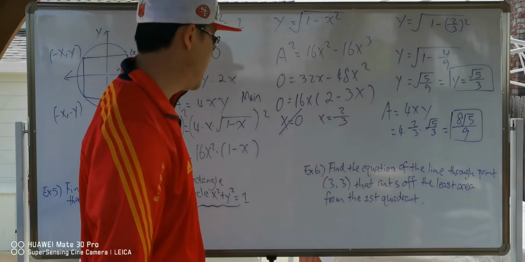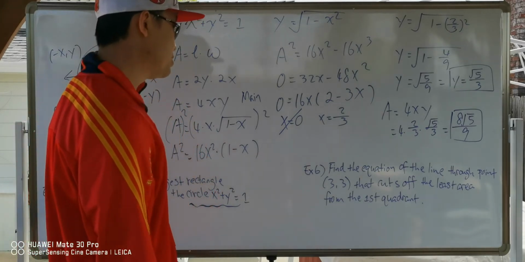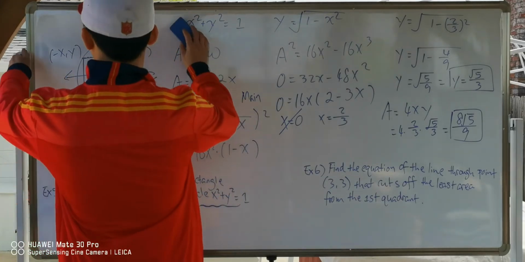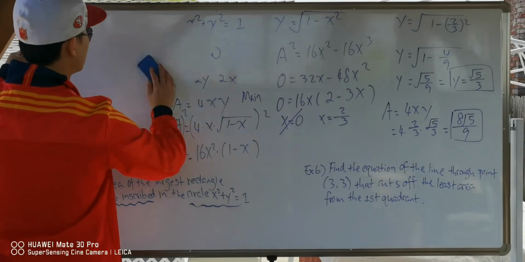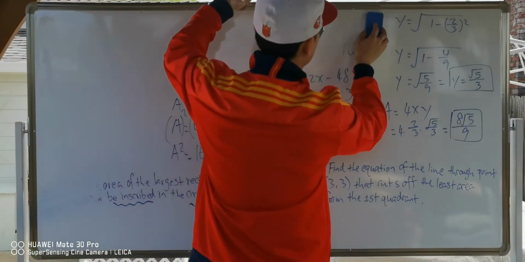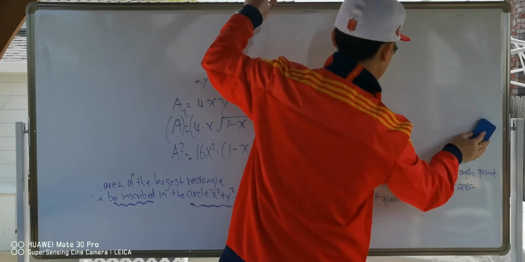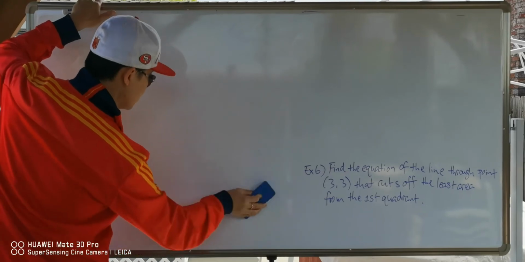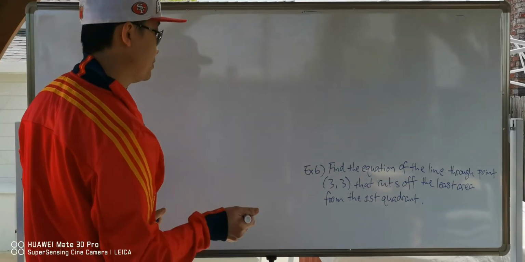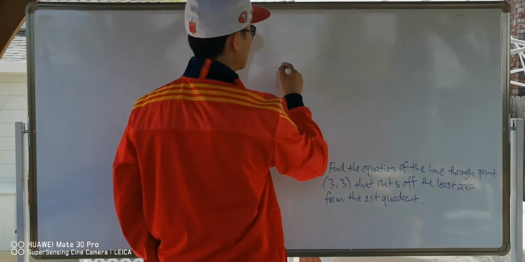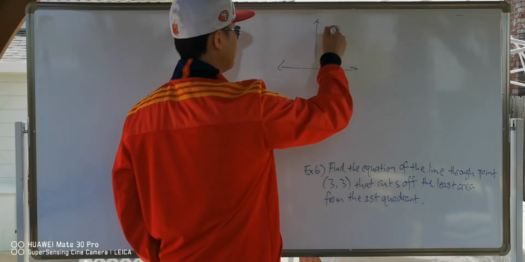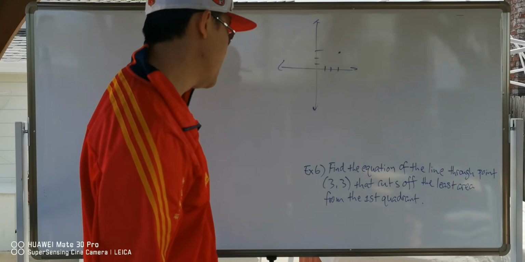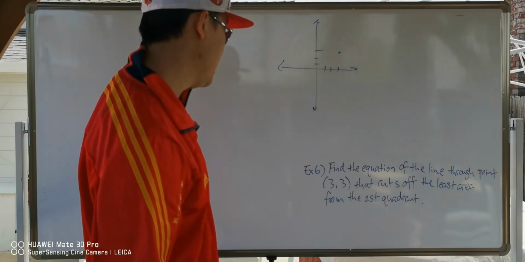Okay, so now let's finish the last example here today. Find the equation of a line through point (3, 3) that cuts off the least area from the first quadrant. Okay, so now let's take a look at that. 3, 3. So that's in quadrant 1. And this one is showing that the line cuts off the least area of the first quadrant.